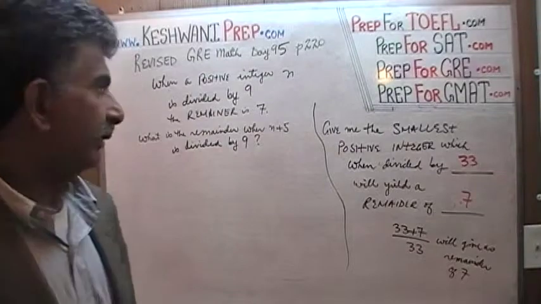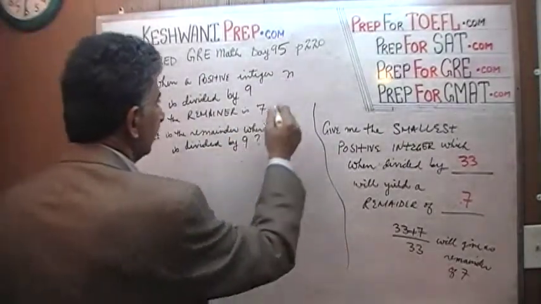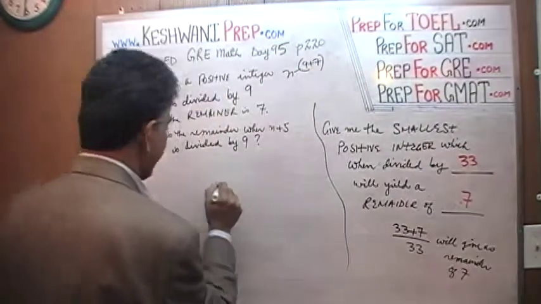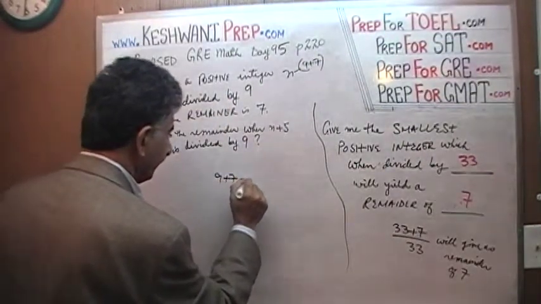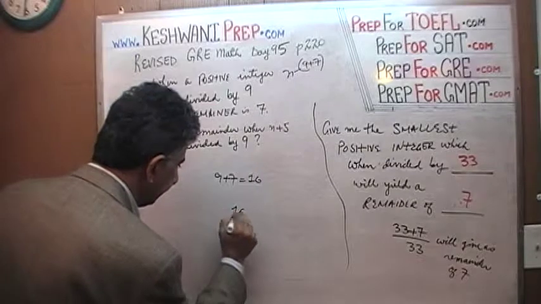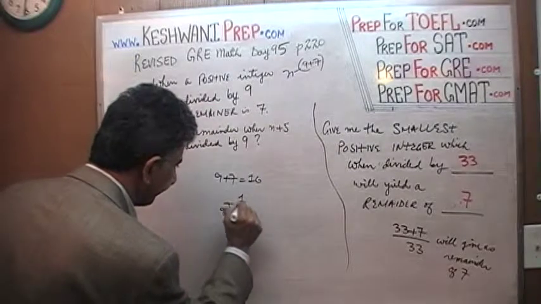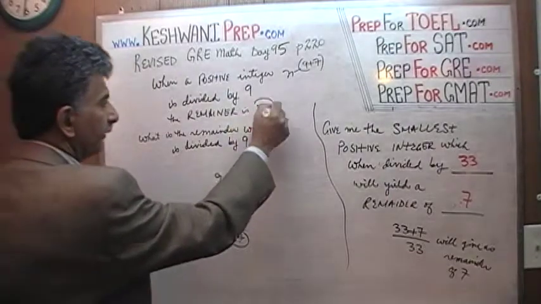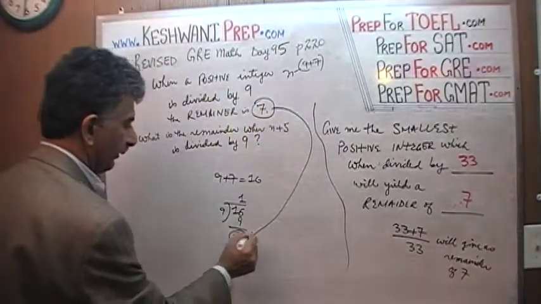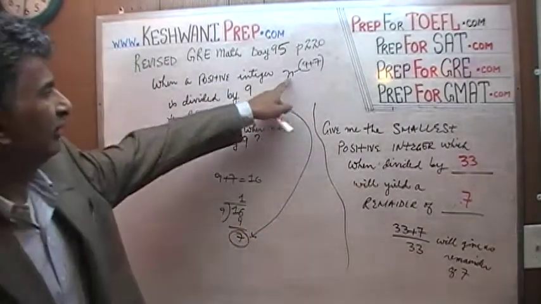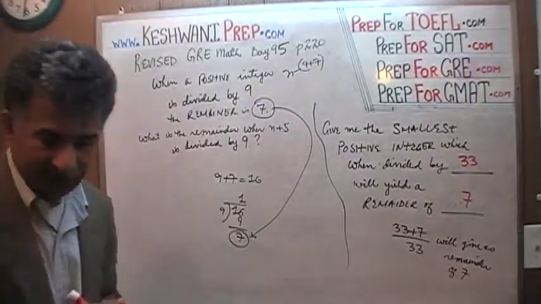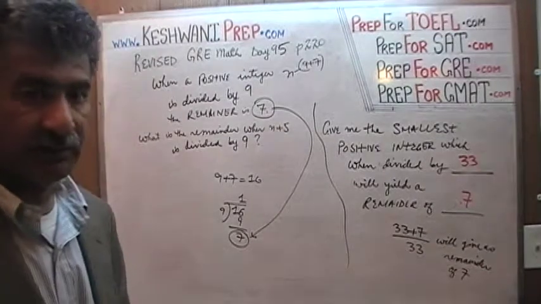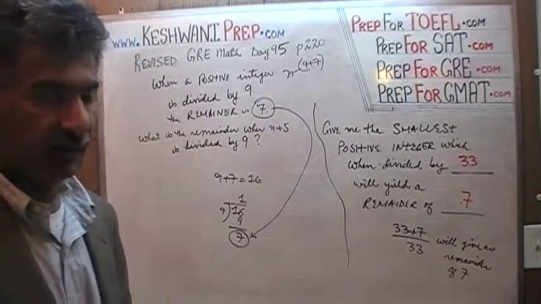The smallest number that we can think of for n is simply 9 plus 7. 9 plus 7 is 16. When you divide 16 by 9, it gives us a remainder of 7. You see, we're looking for a remainder of 7. This gives us a remainder of 7. So now we have a value for n. n is 16. 16 does the job. 16 is the smallest positive integer that does the job.